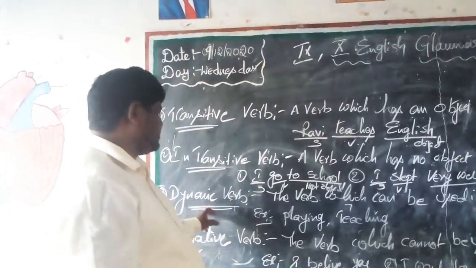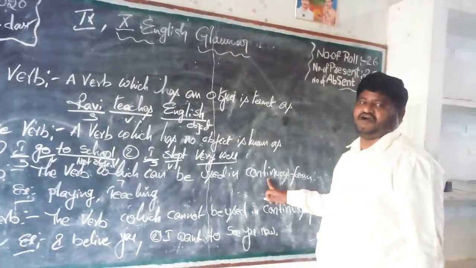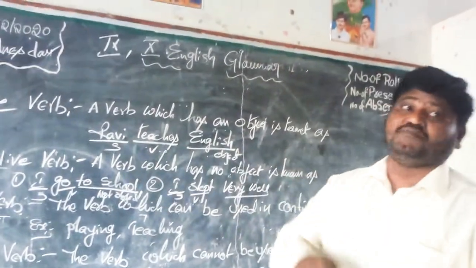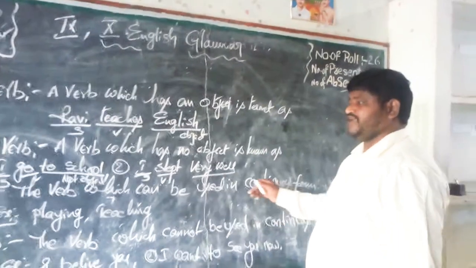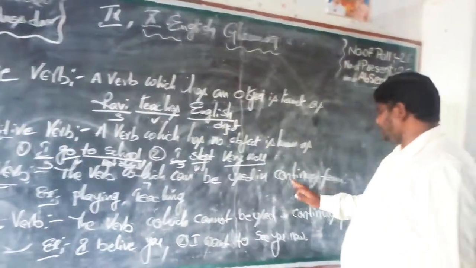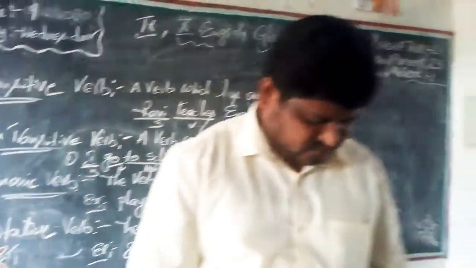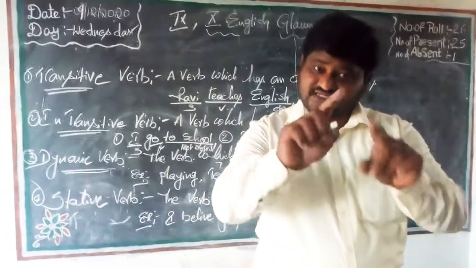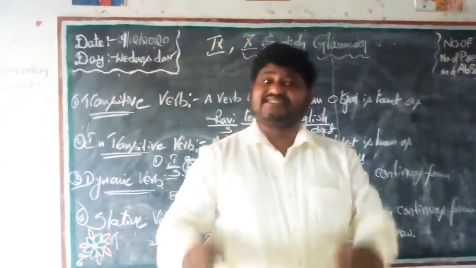And then the third one is the dynamic verb. The dynamic verb means a verb which can be used in continuous form. Already we know that in the continuous tense, we use the ing form. When we have the continuous, immediately you identify the ing form. Likewise, the dynamic verb is a verb which can be used in continuous form. For example, playing, teaching, driving. Dynamic verbs take the ing form.